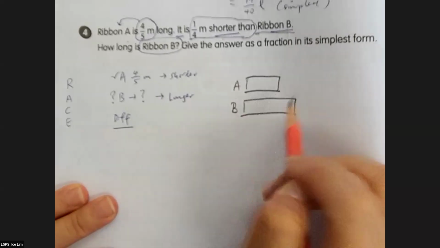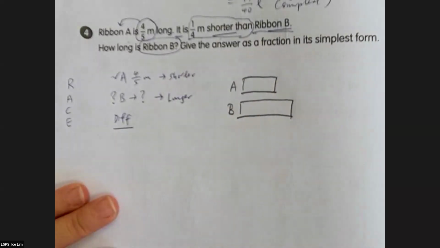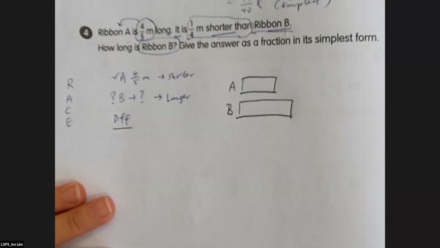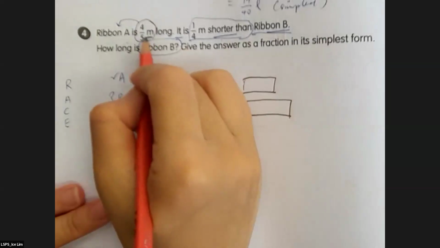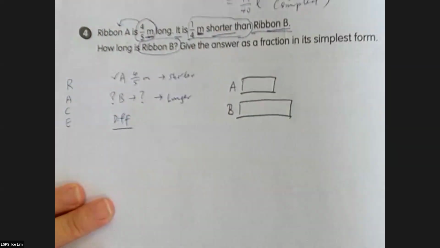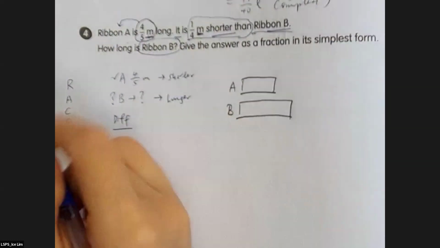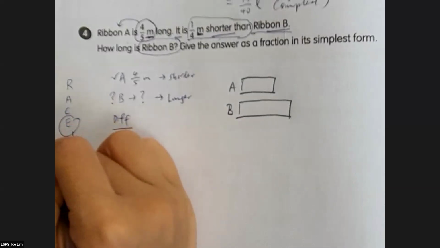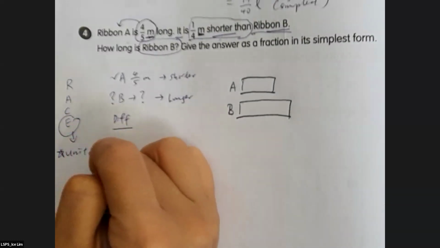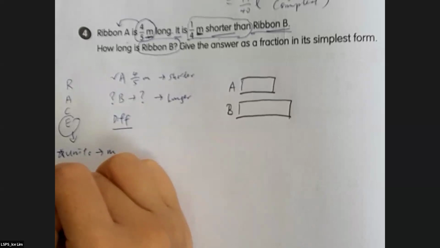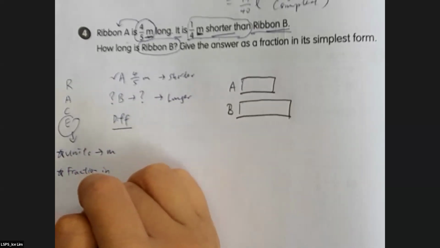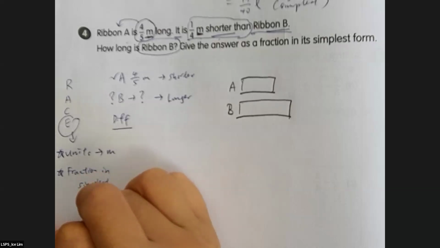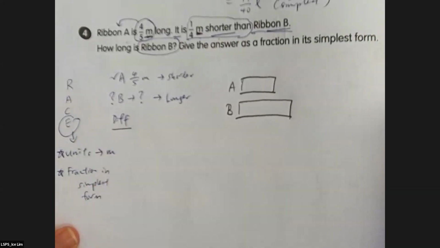Okay, I'm just going to draw two models, ignoring the fraction. I'm not going to draw fractional parts because I can see it's meters here. The fraction is tagged with a unit of measurement. So the unit is meters, and then the fraction is in simplest form.